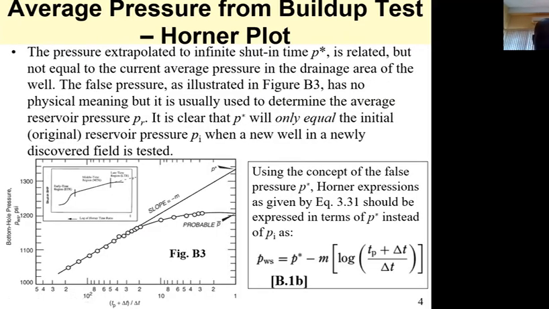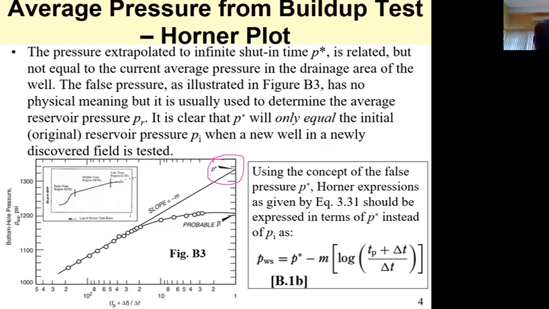So the pressure extrapolated to infinite shut-in time is P star, and you can see it from here. The infinite shut-in time is when Tp plus delta T over delta T equates to 1, and which we would see from here, that's this pressure. And so this pressure, P star, has no physical meaning, but it is used to determine the average reservoir pressure.